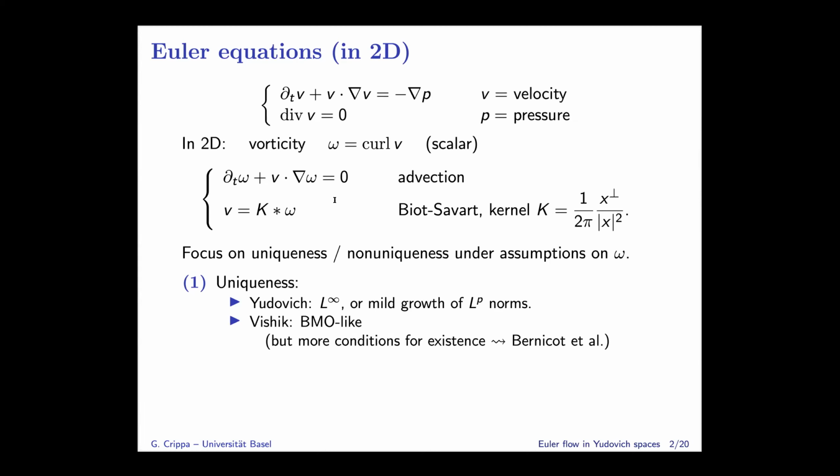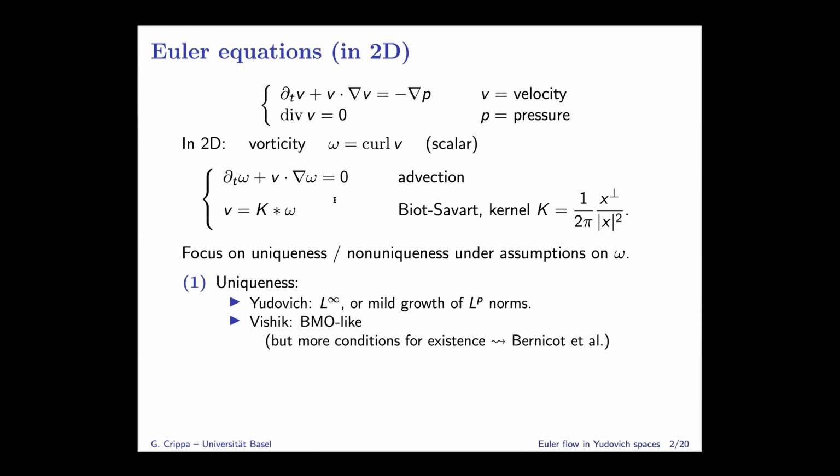So uniqueness: Yudovich showed uniqueness for solutions which are L infinity in space, uniformly in time, or with some mild growth of the L^p norms. I will comment a little, in more detail in the following, on what we mean by that. Another landmark result was due to Vishik, some years after Yudovich. He was able to prove uniqueness in BMO-like spaces, so bounded mean oscillations. And there the theory also becomes way more complicated. It's no longer just PDE estimates, but a quite stronger use of harmonic analysis.